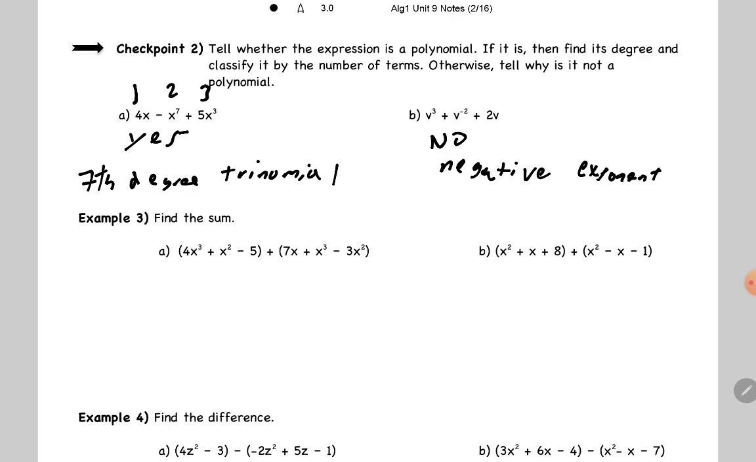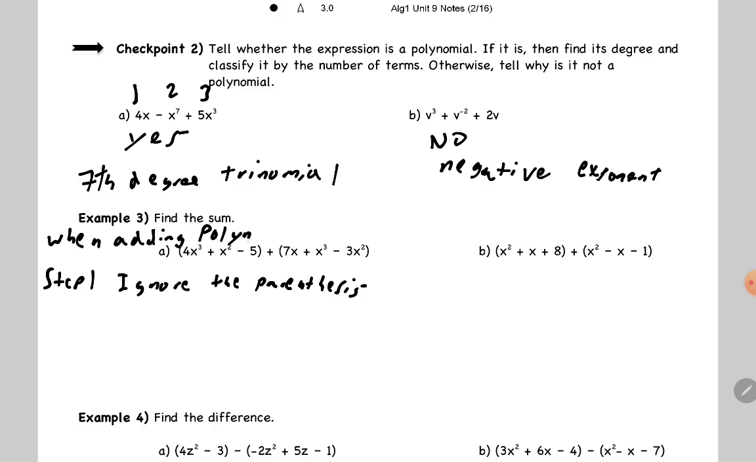Step 1 in finding the sum. So we have 4x cubed plus x squared minus 5 plus 7x plus x cubed minus 3x squared. In this case, when we're just adding polynomials together, we're just going to ignore the parentheses.